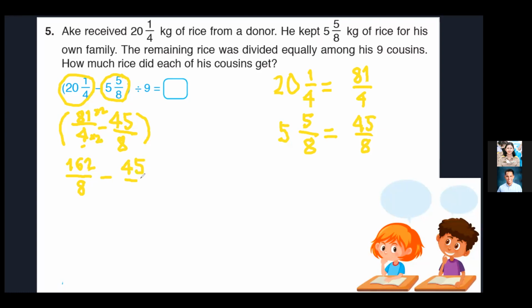Pardon what I am writing because I'm just using my mouse. Okay, minus this first. And then instead of divided by, we will change to times. Reciprocal of 9 will become 1/9. So times 1/9. Okay, so answer this first. What is 162 minus 45? We will just have here 8 times 1/9. Okay, what number is 162 minus 45? I'll give you 2 minutes to finish this.